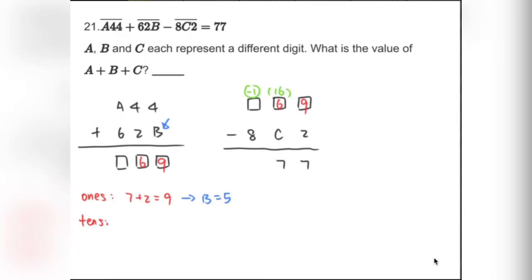Okay, let me write down. Yeah, 16 minus C equals 7. So what can we get? C equals to? Yeah, C equals 9. Okay. Then following this, what about the 100th place?